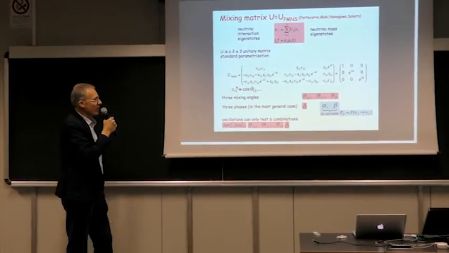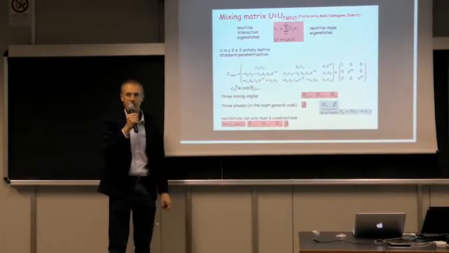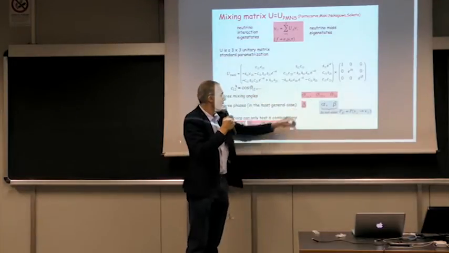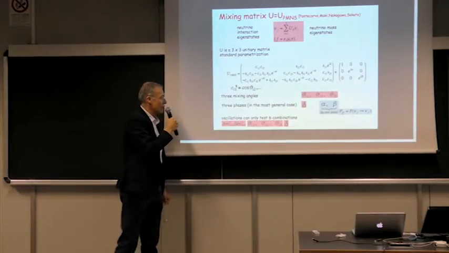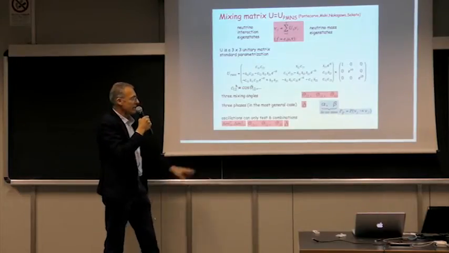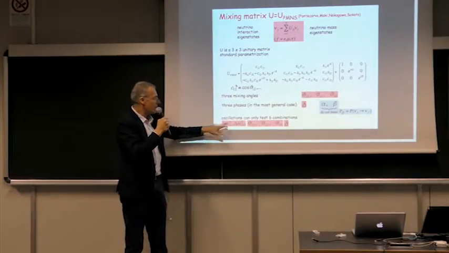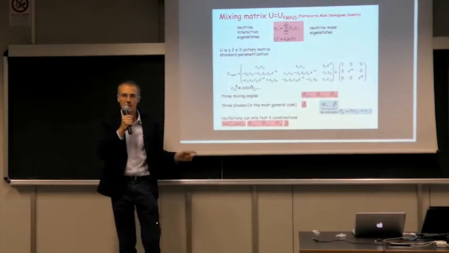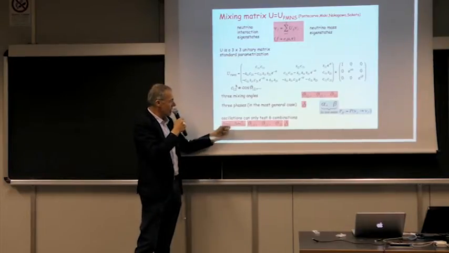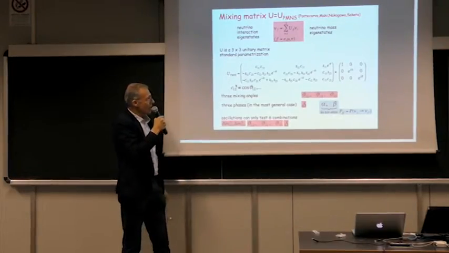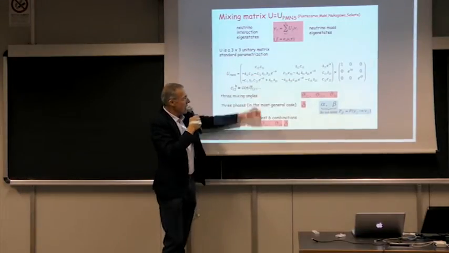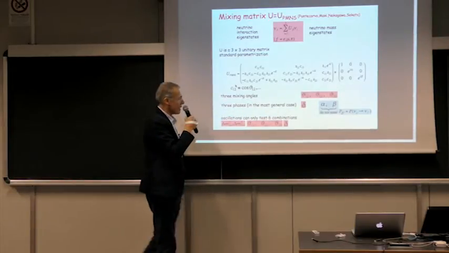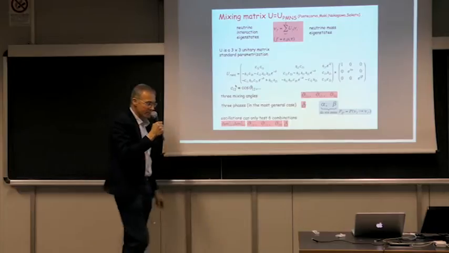So in principle, we have 9 parameters in the 3x3 case, because we have 3 masses, 3 mixing angles, and 3 phases. But the oscillation probability only depends on 6 combinations. We have seen that we only have sensitivity to the differences between the squared masses. So we have 2 independent squared mass differences. Then we are sensitive to the 3 mixing angles. And out of the 3 phases, we are only sensitive to the Dirac CP violating phase.